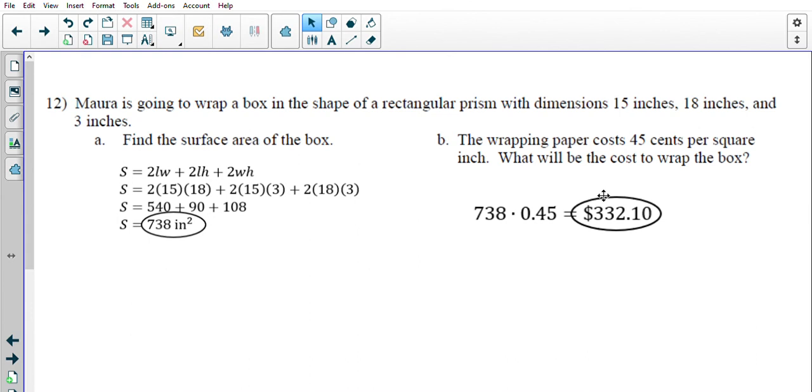$332.10. Again, I usually ask you to stop and think, does my answer make sense? Is it reasonable? Not so much here. It doesn't happen very often. I'm going to change this to a much lower cost per square inch instead of it being 45 cents per square inch. But either way, you're going to follow that same strategy, same method, even if it would be 2 cents per square inch, for example.